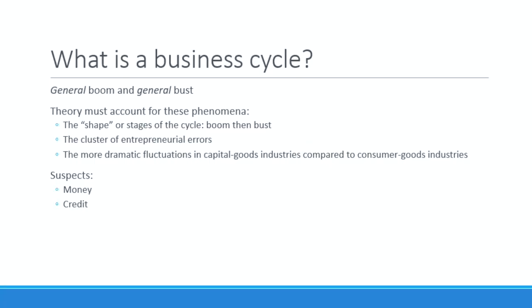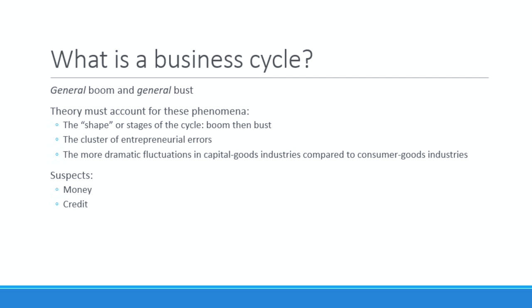So to do a little bit of stock taking, our theory needs to account for these things. We have to account for the shape and the stages of the cycle. We have a boom followed by a bust, and it's general. It's for the whole economy. We have to take into account the cluster of entrepreneurial errors, or at least explain what might be causing those errors to arise or to happen. And we also need to account for the more dramatic fluctuations in capital goods industries compared to consumer goods industries.